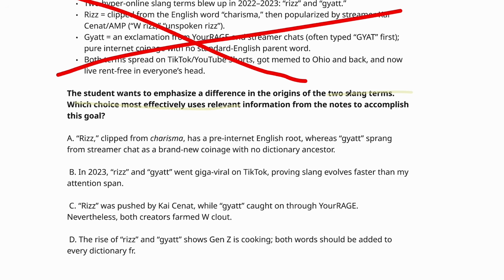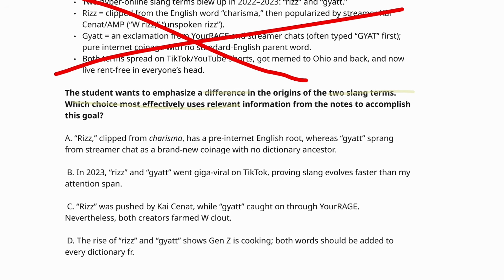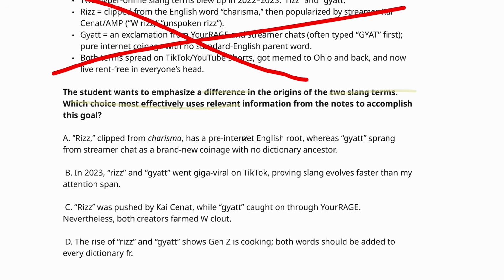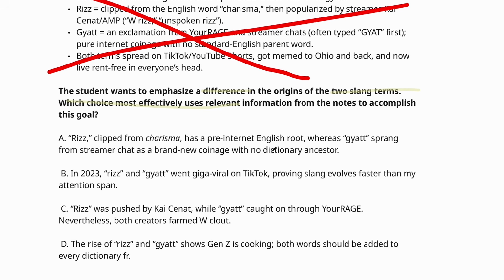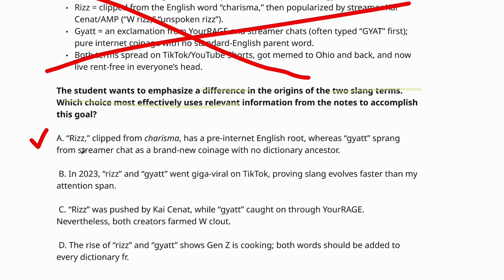Well, you can just notice which ones actually show a difference. Look at this. Riz has a pre-internet root, whereas yacht sprang from streamer chat as a brand new coinage with no dictionary ancestor. That sounds like a difference, so that probably is going to be the answer.